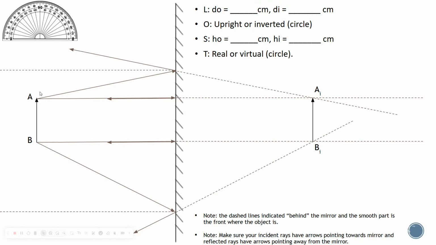Orientation, notice that this arrow points up. This arrow also points up. The head of the arrow is still up. So we have it as upright.